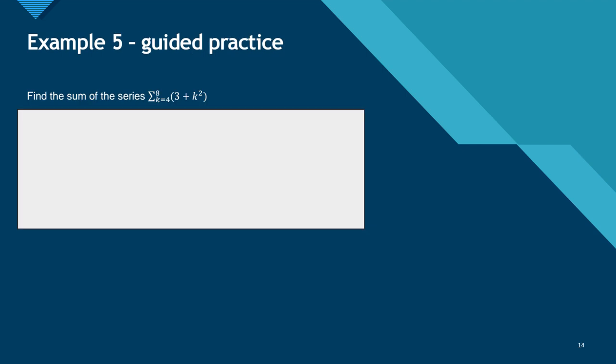All right, and for example 5, you are to find the sum of the series from k equals 4 to 8 of 3 plus k squared. So if you look at the sigma, we're starting at k equals 4 and just going up to k equals 8. So right now, we don't have any tools or shortcuts to solve something like this. So all you want to do is substitute in each value from 4 to 8 inclusive into k and add it together.